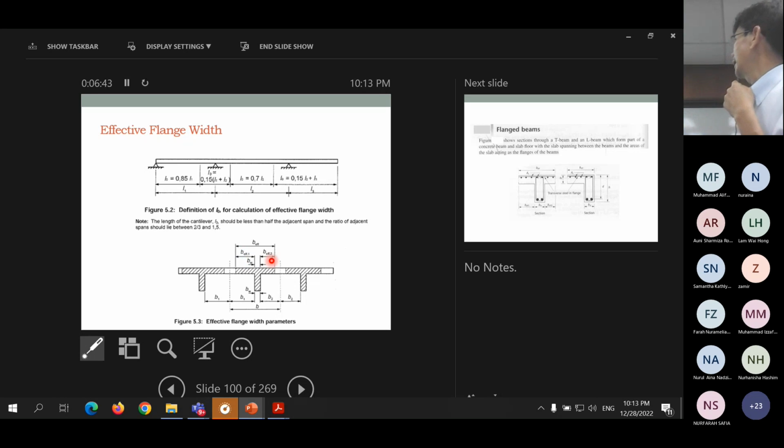Okay. And L0, in the equation, L0 appears here. So L0 is given there, 0.85 L1. So what is L1? It is the center to center distance. And L0, depending on whether it is at the end span or interior span or cantilever span, has a different formula. So the definition of L0 for the end span is 0.85 L1.